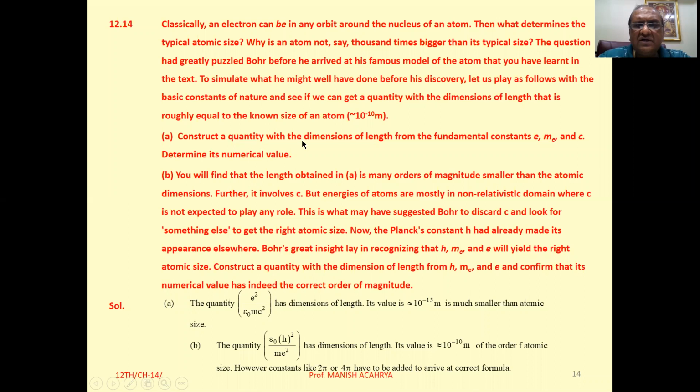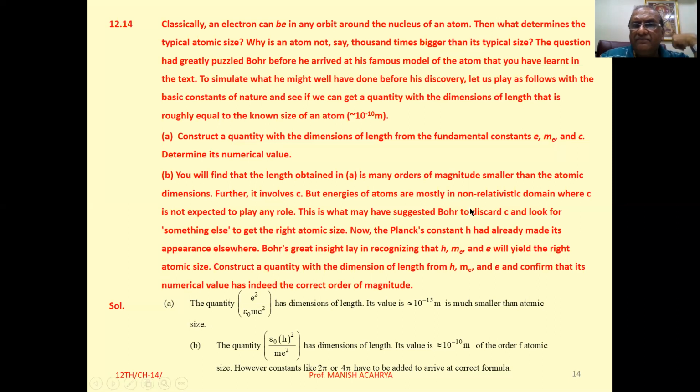A. Construct a quantity with the dimensions of length from the fundamental constants e, m, e, c. Determine its numerical value. Now see here, using e, m, e and c, you will not be able to determine the dimensions of length. Any type of combination of e, m, e and c will never give you the dimensions of length. Here you have to include epsilon 0.